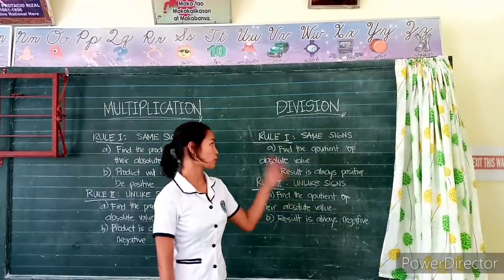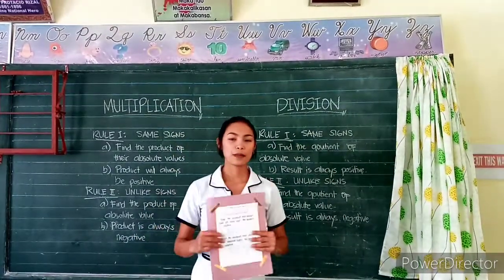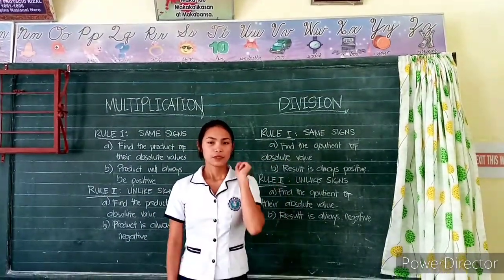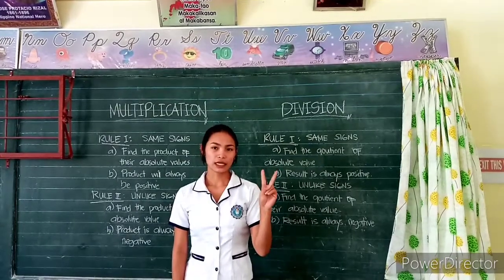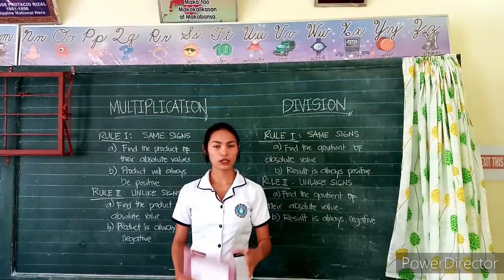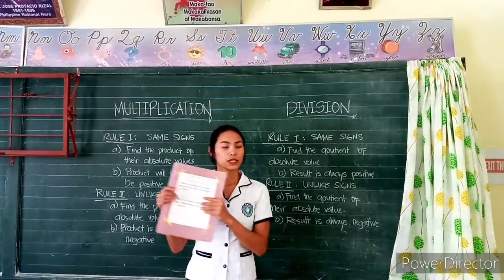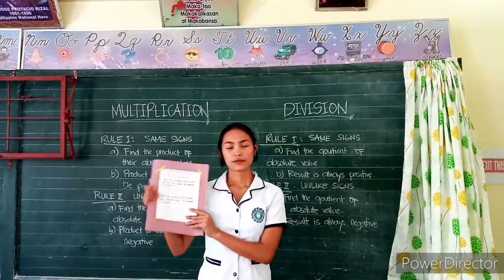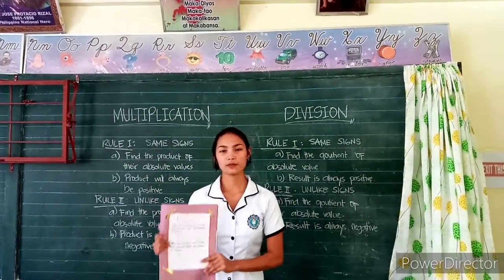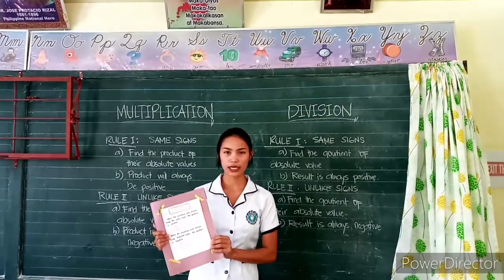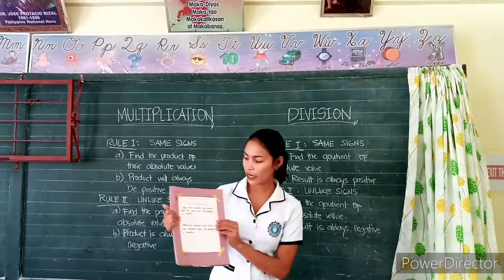Have you noticed that multiplication and division apply the same rule? If the two numbers have the same sign, then the product or the quotient will always be positive. If the numbers have unlike signs, then the quotient or product will always be negative. So let us give an example.